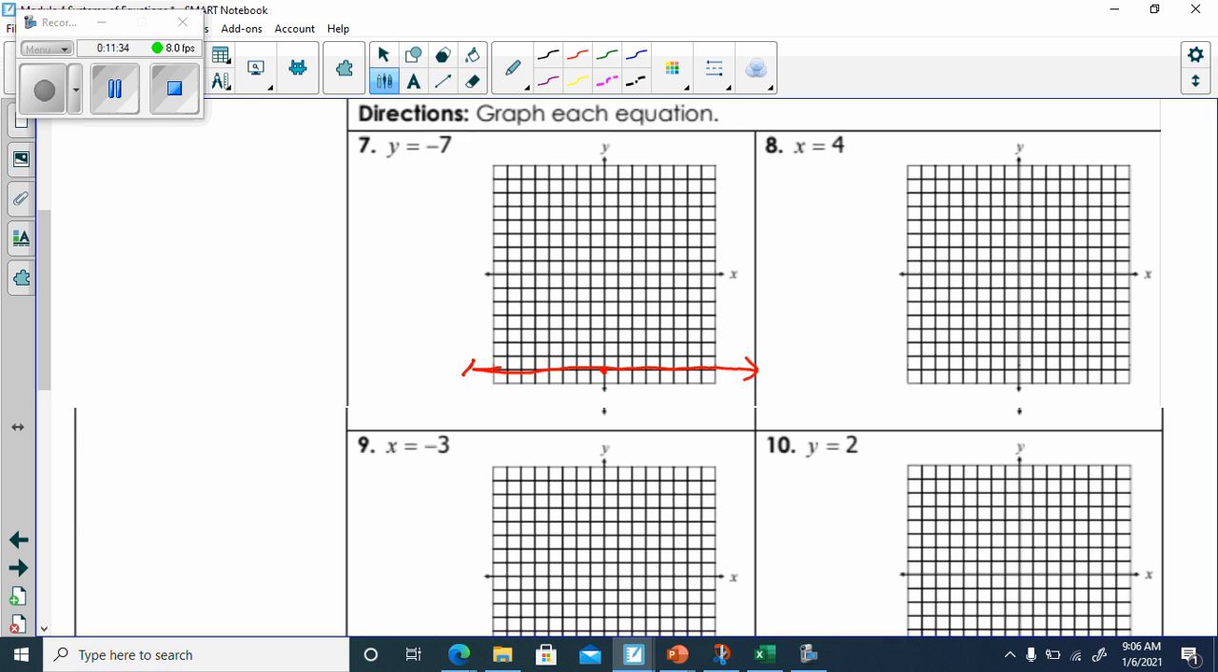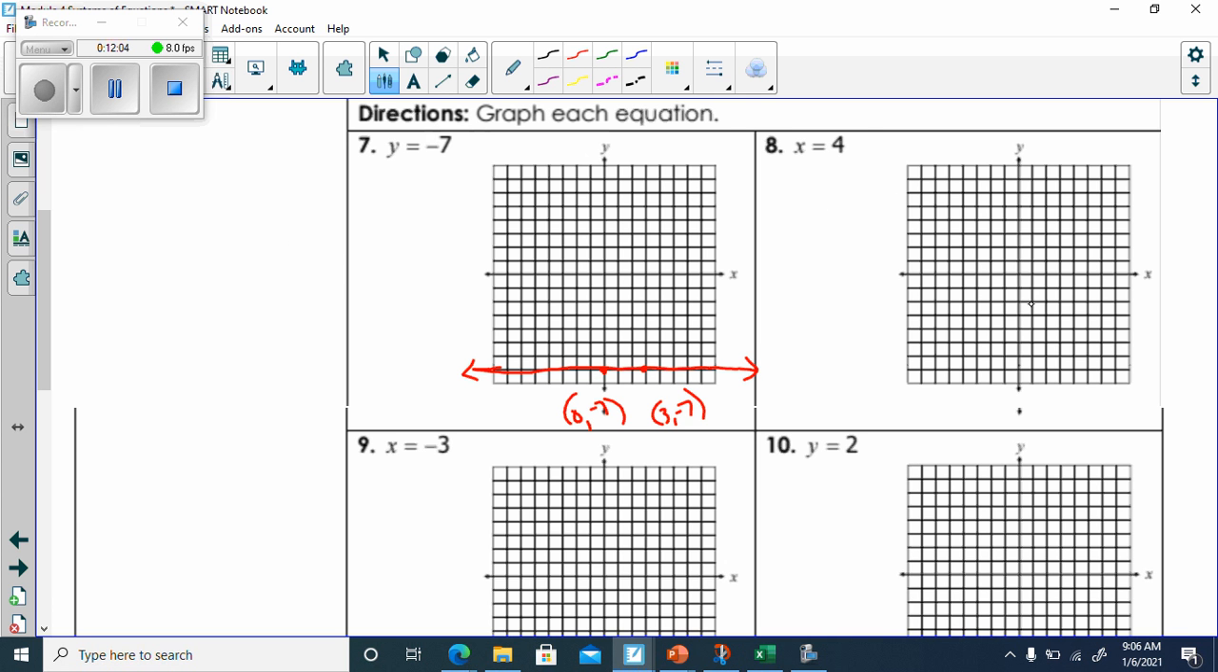How do I check myself? Let's grab 2 points and see if they are both y is equal to negative 7. This point is at 0, negative 7. This point here is at, let's see, 3, negative 1, 2, 3, 4, 5, 6, 7, 3, negative 7. My y is equal to negative 7, so that one works.